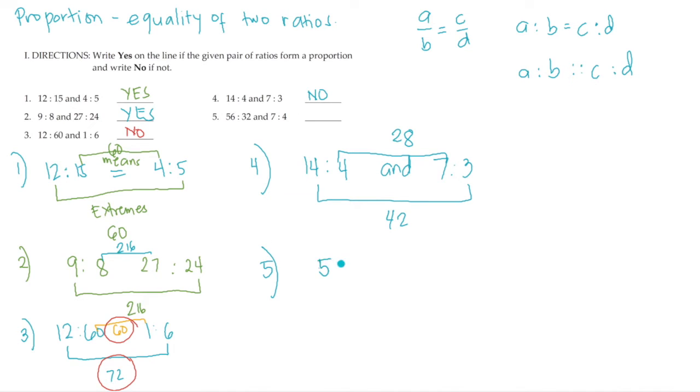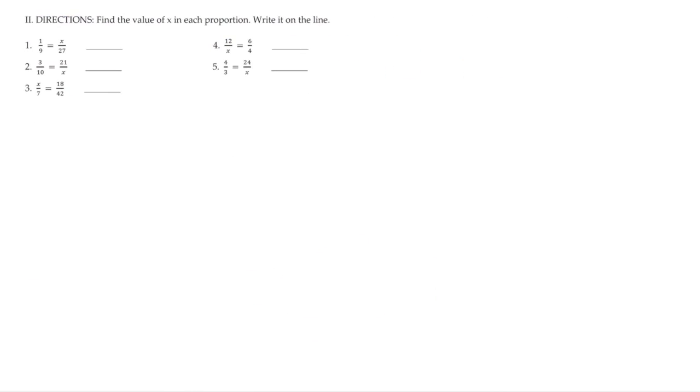Next is number 5. We have 56 is to 32 and 7 is to 4. Again, if we get the product of the extremes, or if we multiply 56 and 4, we got 224. If we also multiply 32 and 7, the product is 224 as well. Therefore, this is a proportion. Do you have any questions? Very good. So let's move on to the next part.